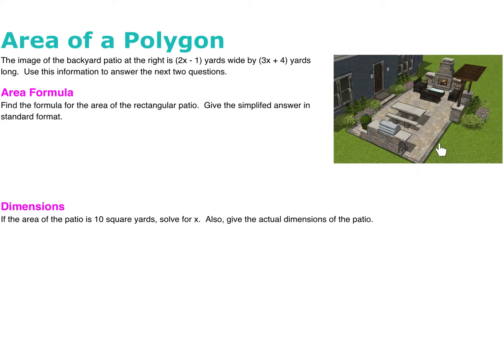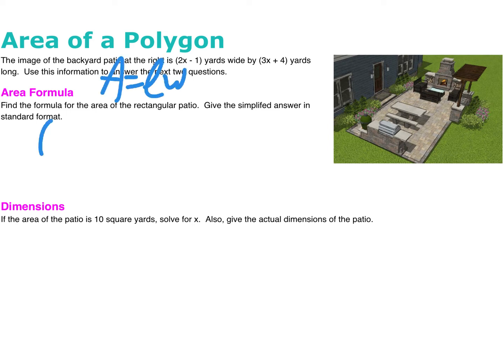So the area of this patio in the backyard is a rectangle, and we have the width, which is 2x minus 1 yards, and the length is 3x plus 4 yards. The first part, we want to find the formula for the area of this patio and then put it in standard format. So to do that, we're going to recall that the area formula for a rectangle is length times width.